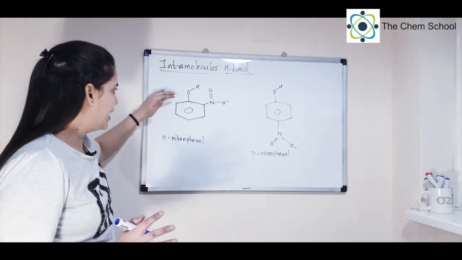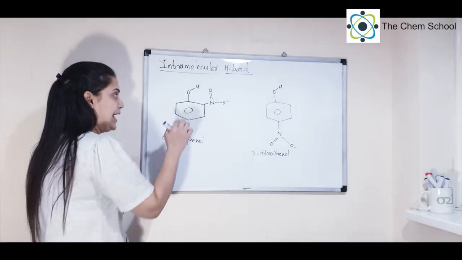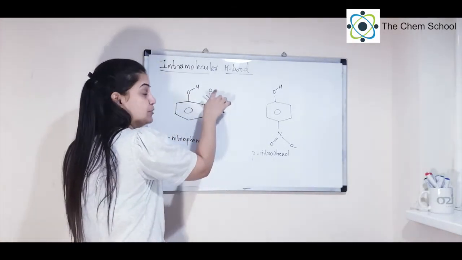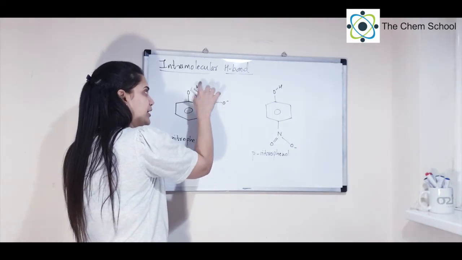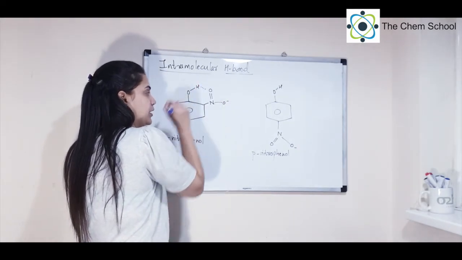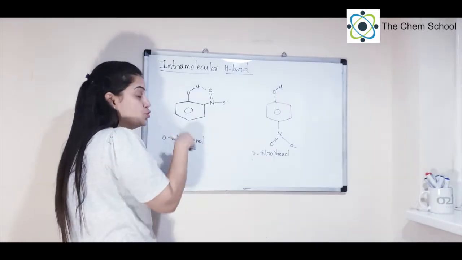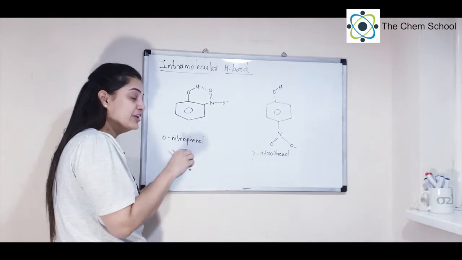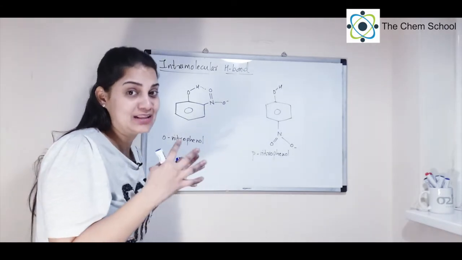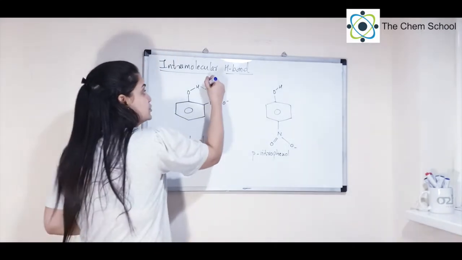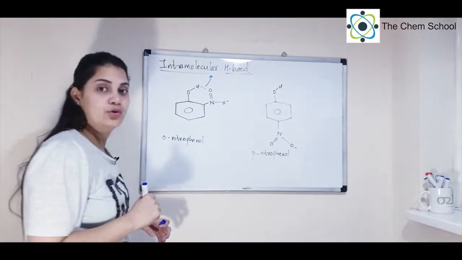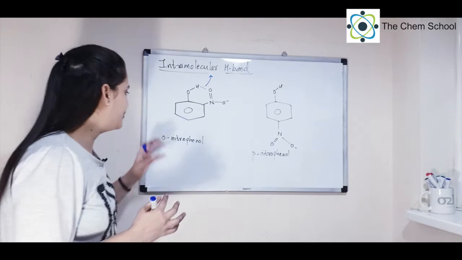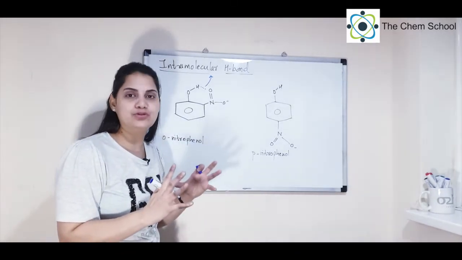Have a look at the first one. In this case, you can see that you have OH and here you have nitro. N has a double bond to O, so this O will donate electrons to this H, right? This is one molecule, and in the same molecule you have hydrogen bonding. We know that hydrogen bonding within the same molecule is called intramolecular hydrogen bond.